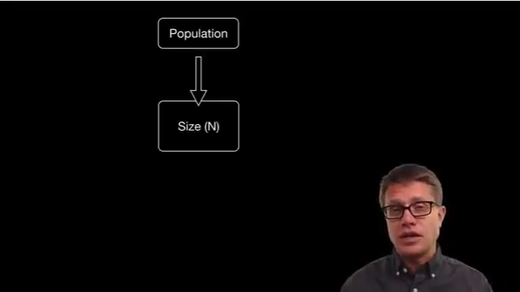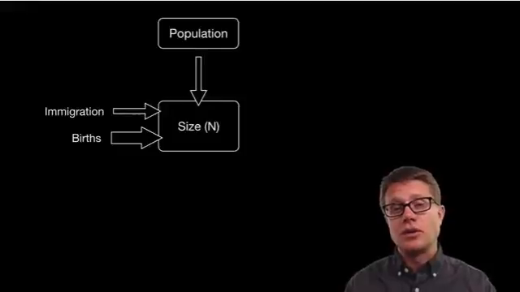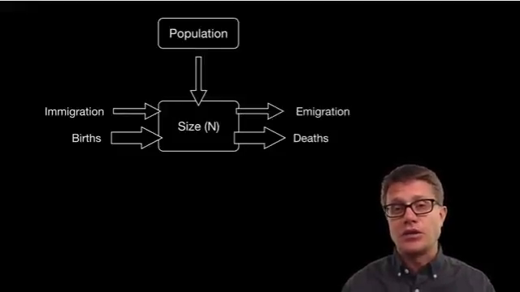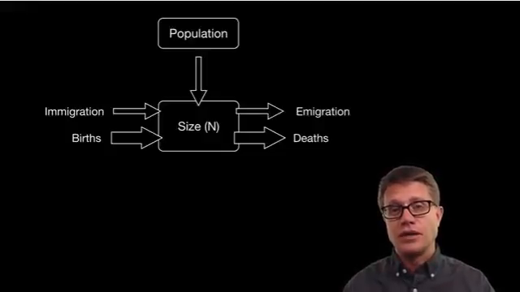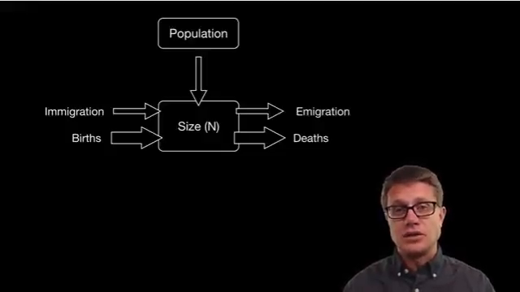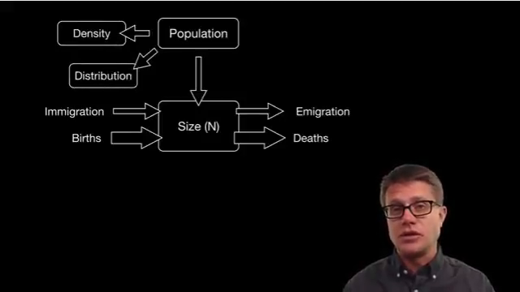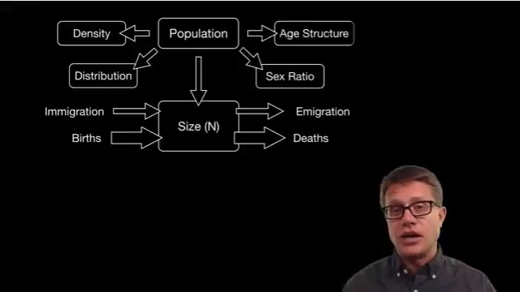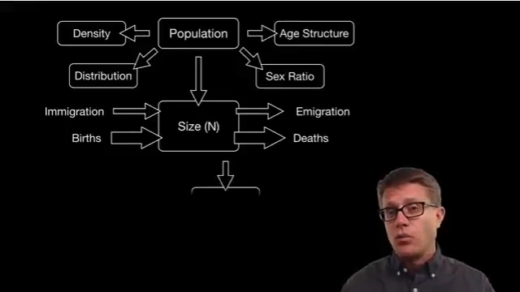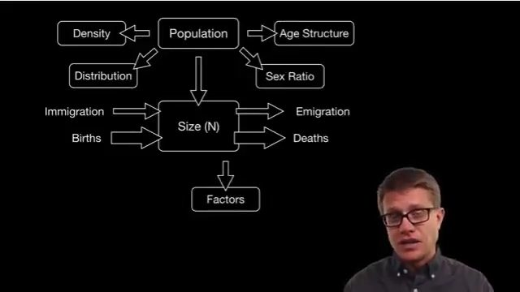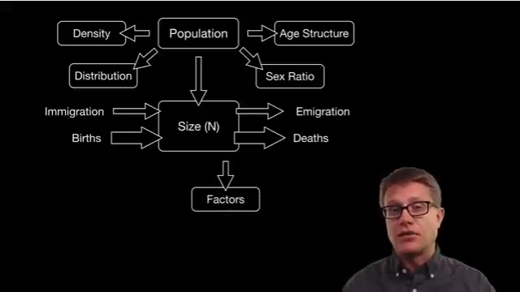How do we increase the size of a population? Through births and immigration, new individuals coming into the population. Likewise, how do we decrease it? Through deaths and emigration. These things contribute to what's called the intrinsic growth rate. Is it increasing or is it decreasing? It's not the only characteristic. We also have the density and distribution. We have the sex ratio and the age structure as well. But what other factors outside of this intrinsic growth rate can affect their growth?